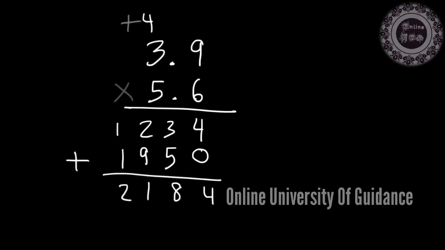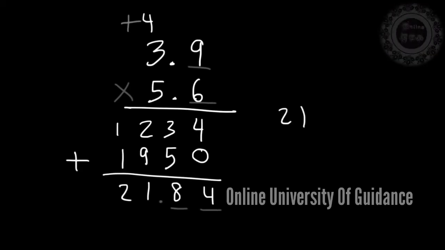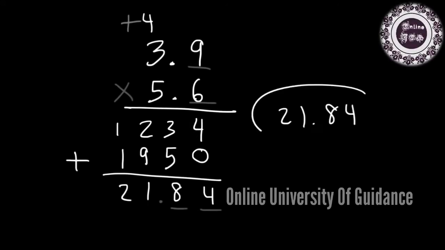Now notice that we have two numbers to the right of a decimal point. So therefore in our answer we should have two numbers to the right of a decimal point. So the final answer is 21.84. And that's it.